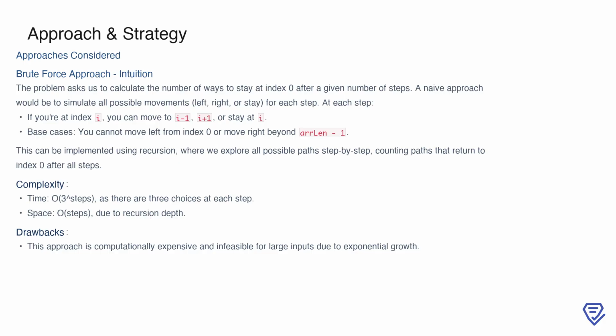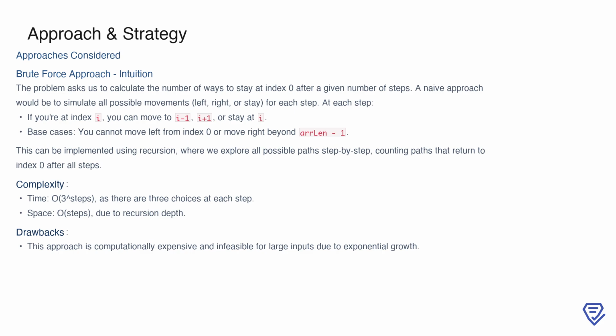A straightforward but naive method is to simulate all possible movements for each step. At each step, if you're at index i, you can make one of 3 moves: go left to i - 1, go right to i + 1, or stay at i. However, there are constraints. If you're at index 0, you can't move left, and if you're at the farthest valid index, which is determined by ARR_len - 1, you can't move right.